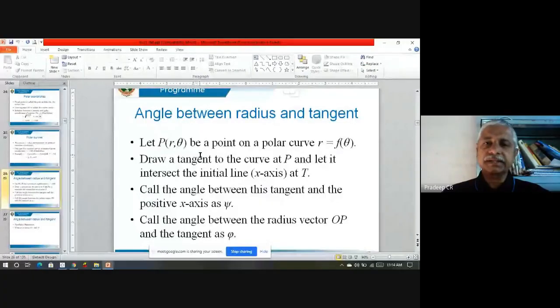Welcome back to our study of differential calculus. Recall what we were doing last time. We had just finished seeing the angle between radius and tangent when the curve is given in the polar form. That's what we had done. So let me very briefly recall what we did.